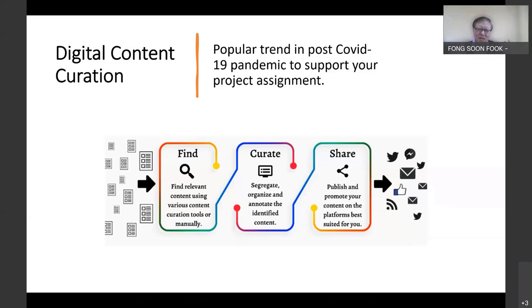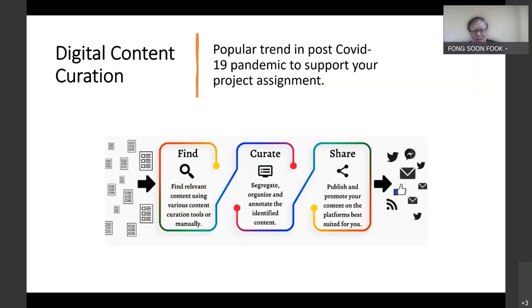So among lecturers and even among students, because of the COVID-19 pandemic, we have been experiencing everything going digital. So even all the assignments: you give them an assignment, they go out to find relevant content, they need to curate using the various tools, they need to filter it, they need to organize it, and then they compose a new product according to the outcome, according to our assignment given to them, and then they share. So finding, curating, sharing digitally. Our students are doing that. Lecturers are also doing that when we prepare our course, when you prepare your program.